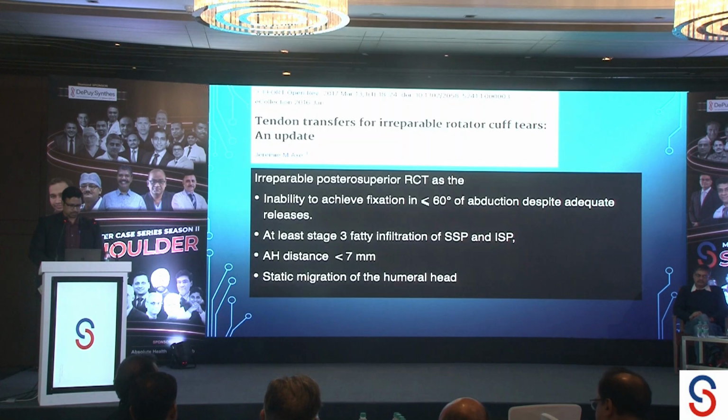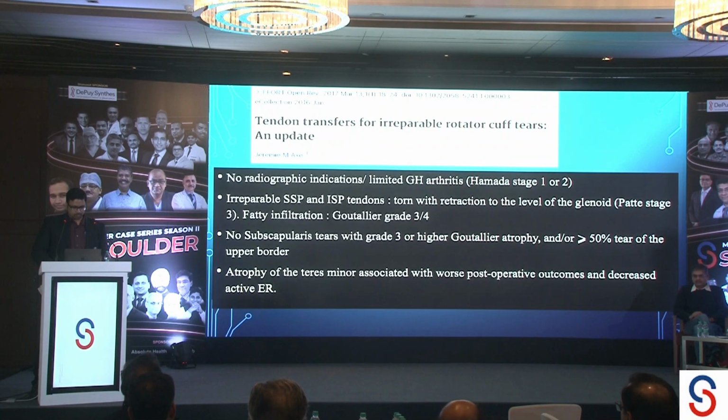Okay. Some literature. This is the latest paper for the tendon transfer for irreparable rotator cuff tears. For irreparable posterior superior rotator cuff tears, the tears we call irreparable are those in which we are not able to achieve fixation in less than 60 degrees of abduction, at least stage 3 fatty infiltration, acromial-humeral distance less than 7 mm, and static migration of the humeral head proximally. No radiographic indications or limited glenohumeral arthritis should be present.